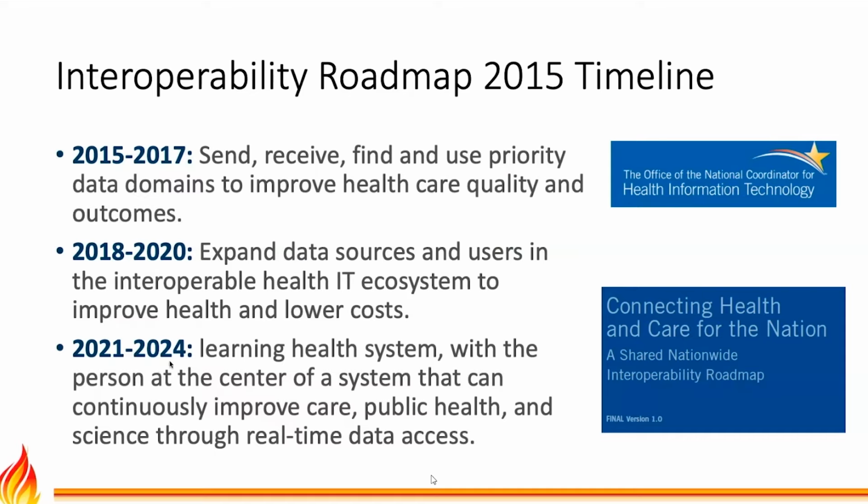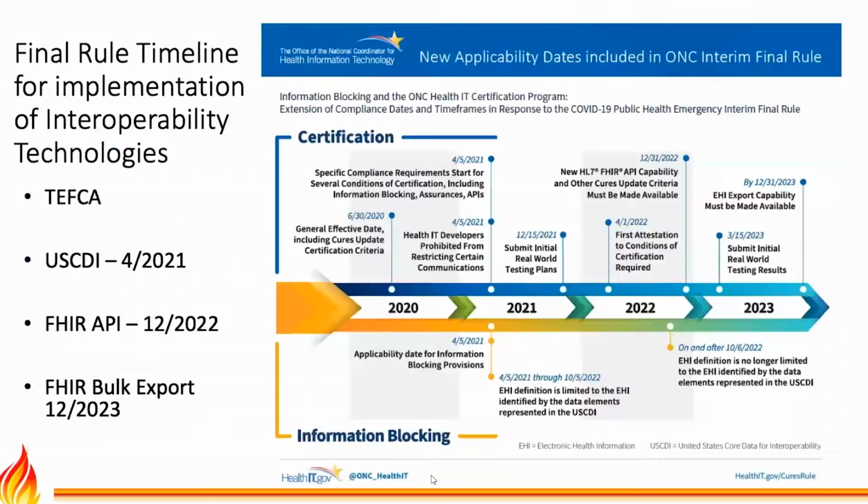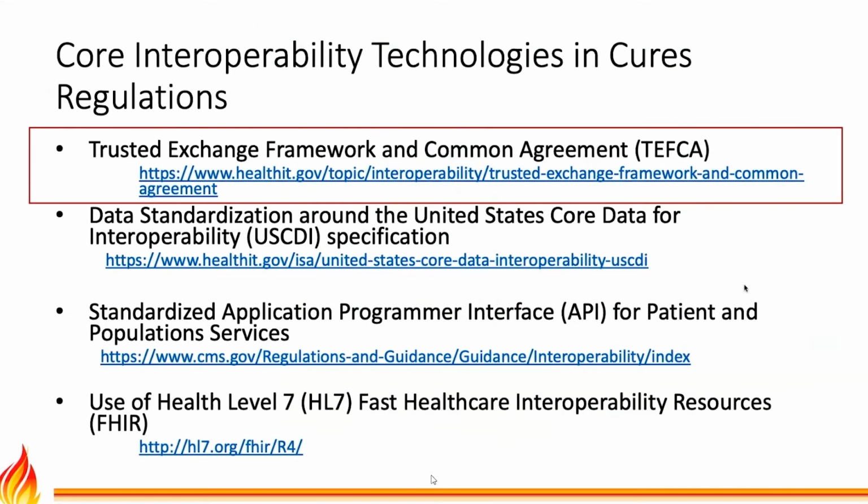2021-2024, where we should be doing learning health systems, the person's at the center of the system, continuously improving public health, science. We are a little delayed because of COVID. And so they have adapted some of the timelines for that. I can't remember what day this was pulled off this year. So some of these timelines are updated, and I think it's probably still hard to read. It's really hard for me to read, but whoops, I didn't mean to go that fast.